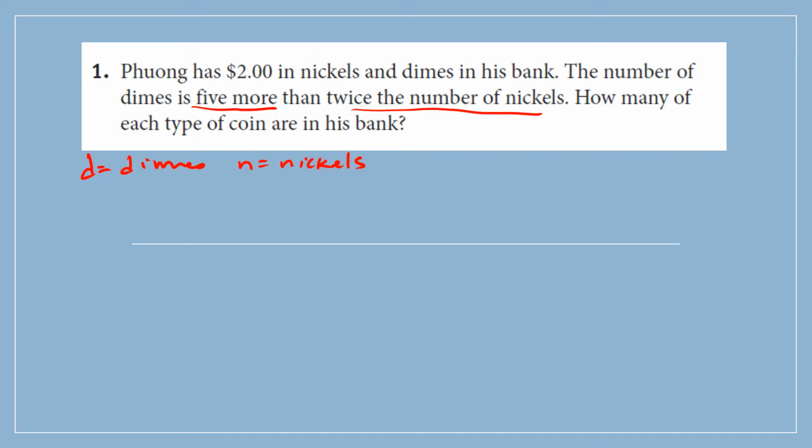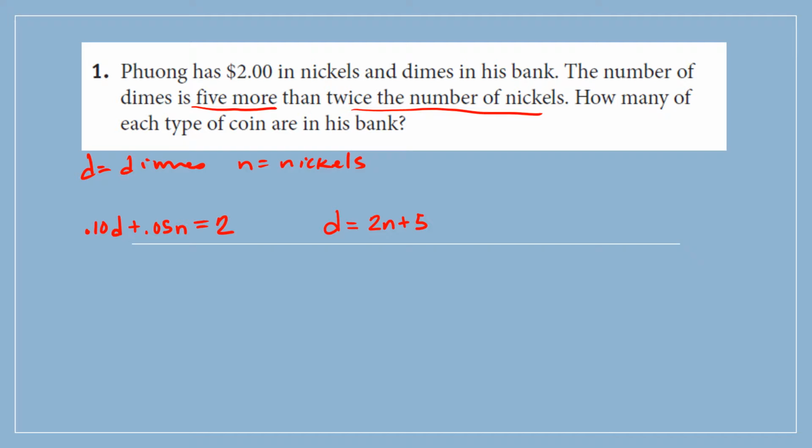So let's see. He has 0.10 is what a dime's worth, plus 0.05, not 0.5, be careful, for a nickel equals $2. So we know that much. And then we also know that the number of dimes equals 5 more than twice the number of nickels. So 2 nickels plus 5 is what the other equation is.